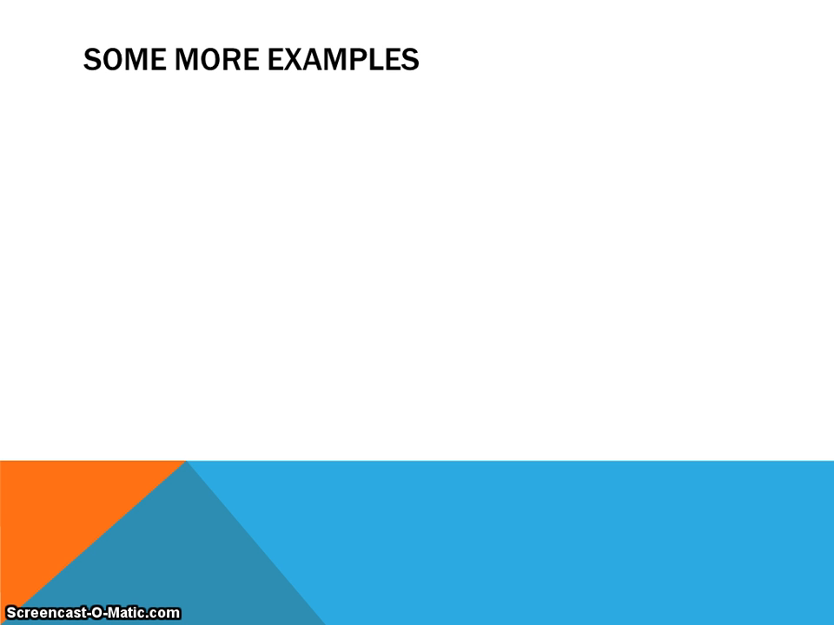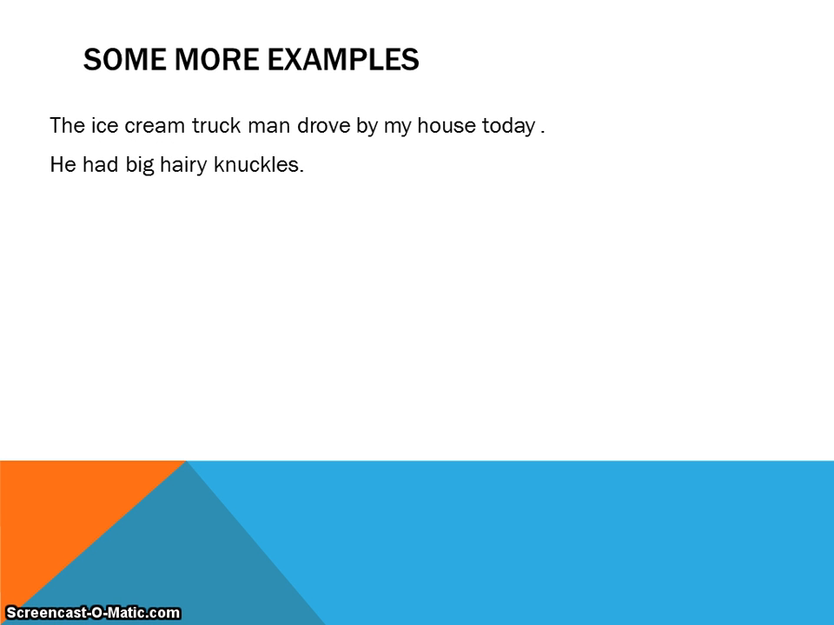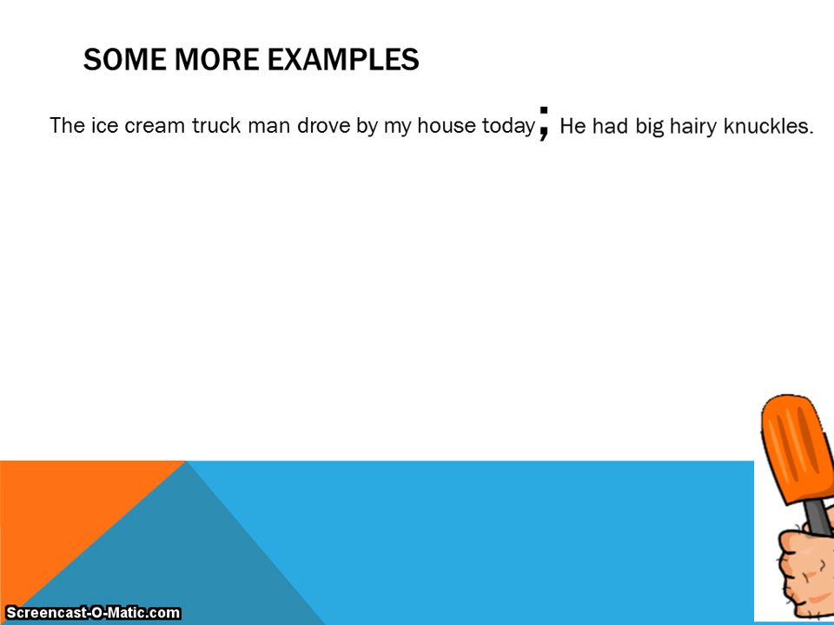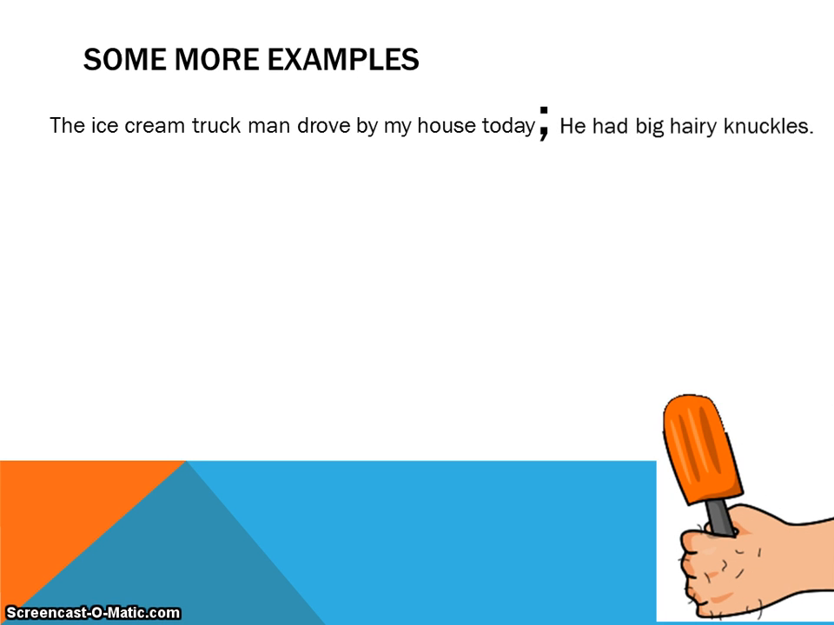Some more examples of bringing two sentences together with a semicolon. The ice cream truck man drove by my house today. He had big, hairy knuckles. Both these sentences are about the ice cream truck man, so there's a relationship. We can connect them together. So we take our second simple sentence, we put it behind the first, put a semicolon between them, and boom, we got hairy knuckles and ice cream. Just like we've always wanted.